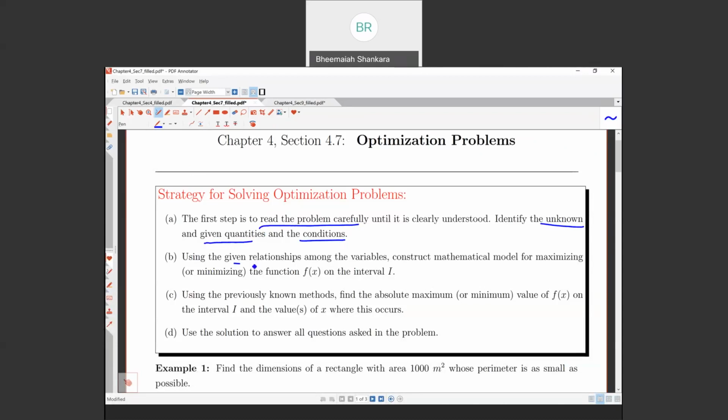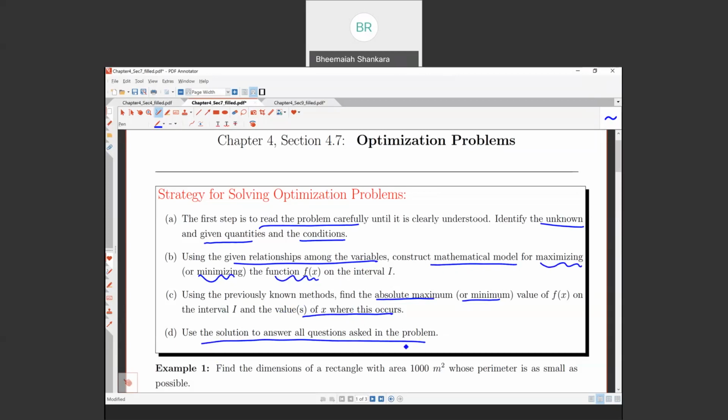Then, using the given relationship among the variables, you construct the mathematical model. So you maximize or minimize the model here. The model is always the given function. And then, using the previously known methods from the other sections of chapter 4, we want to find the max or the min of the given function and the point x at which this max or min occurs. And then we use the solution to answer all the questions asked in the problem.